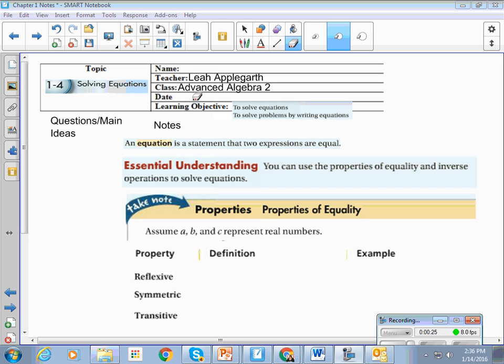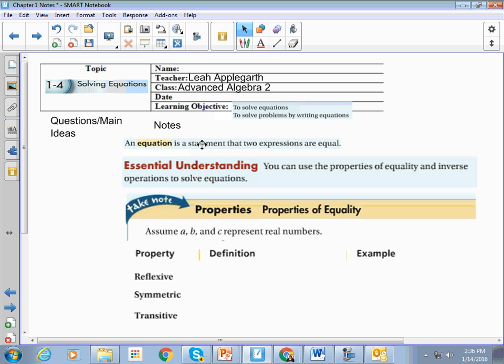Incorporate today's date. And our learning objective is to solve equations and to solve problems by writing equations. And just for reference, you don't have to write this down, but an equation is a statement that two expressions are equal. So the equation has an equal sign.